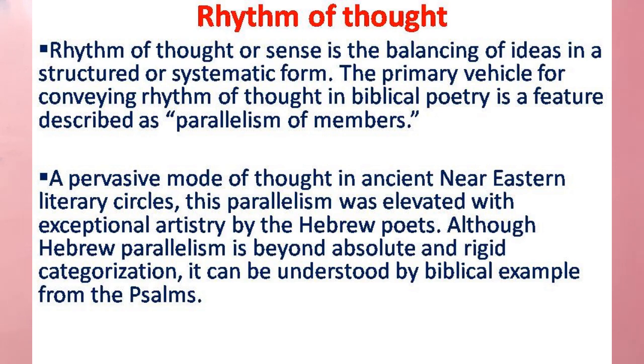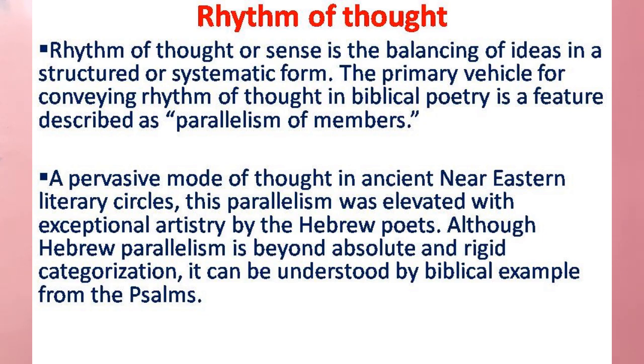The primary vehicle of conveying rhythm of thought in biblical poetry is a feature described as parallelism of the members. So, generally, where we see the rhythm of thought in biblical poetry, it is in parallelism, especially in the poetical books. In many places we find parallelism, similar kinds of lines. That is the area where we find the rhythm of thought in biblical poetry.